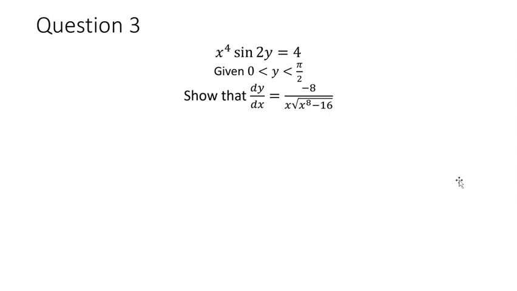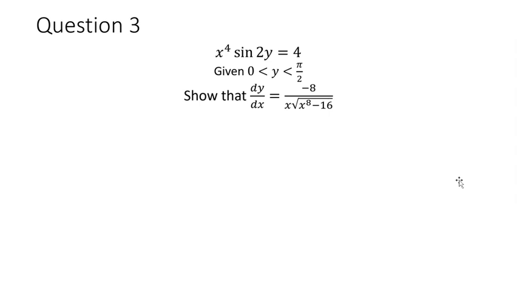So we've got x to the power of 4 sine 2y equals 4. We're given that y is an acute angle essentially, so between 0 and pi over 2. And we need to show that dy by dx somehow ends up as the following there on your screen. So it does seem quite different to what we started out with.